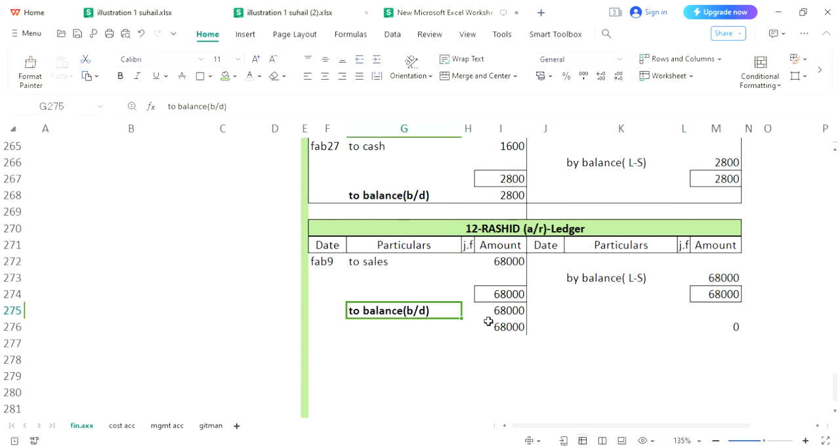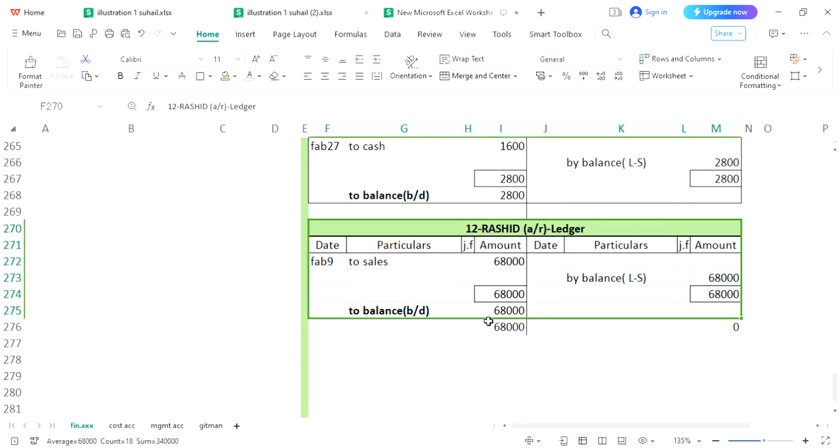Sole purpose of making Rashid's ledger was to calculate its balance brought down, which we have already done, so we are marking it as completed ledger. These amounts were written just for the reference. Now they are unnecessary to be written over here, so you can erase it.